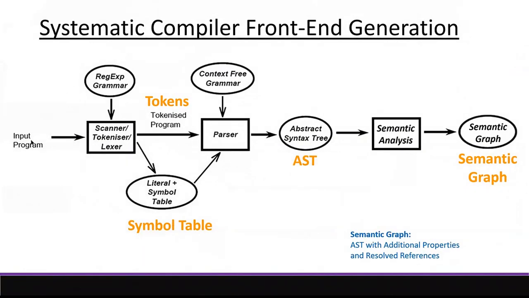Here we have the input, and then you have regular grammar that translates the input into tokens. And you have context-free grammar to translate the tokens into your abstract syntax tree. And the abstract syntax tree with declarations, we call it semantic analysis, and then you create a semantic graph. And then based on the semantic graph, you can generate the intermediate code and also the back end of the compiler.